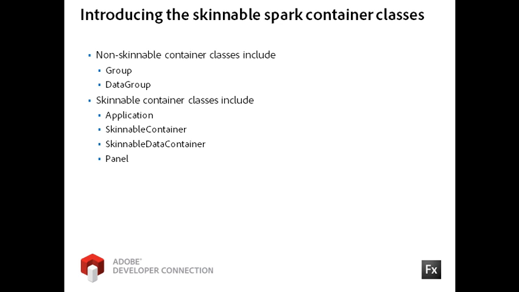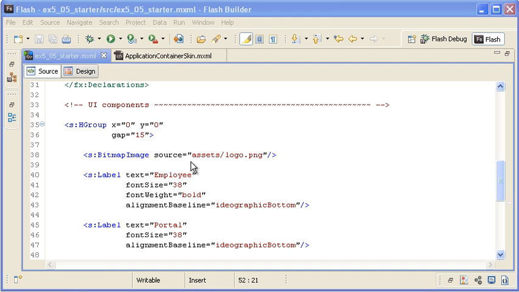Remember that there are two categories of containers in Spark: non-skinnable containers and skinnable containers. Note that the skinnable containers include the application and panel containers plus two other containers named skinnable container and skinnable data container. For every group or data group container that you would like to skin, you should instead use a skinnable container or a skinnable data container, respectively.